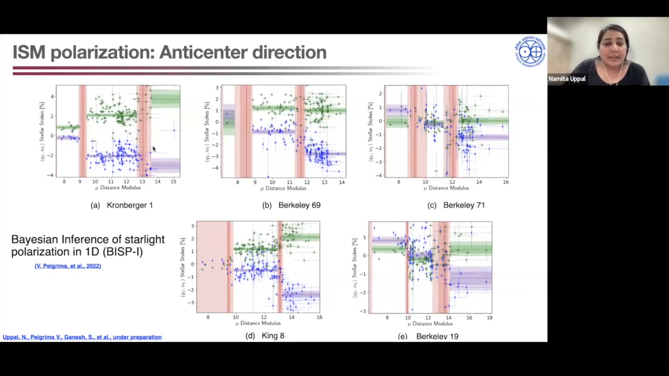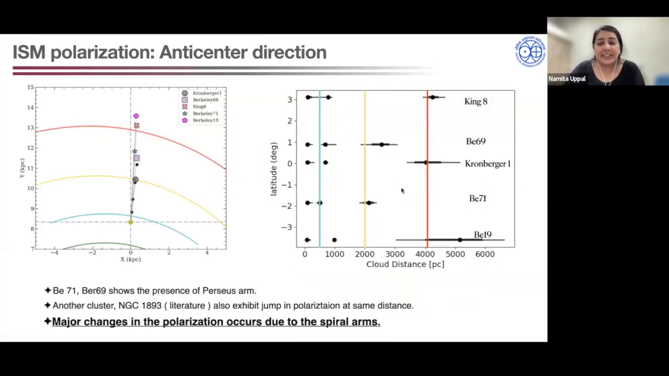So these plots represent how the Q and U Stokes parameters are varying with the distance modulus. Any change in the slope will give us a hint that dust layers are present, because of that, there is a change in the polarization of the star behind that dust layer. And combining all this information into one plot, what we are seeing in the right side plot is the cloud distance: at least two clouds or three clouds in each line of sight.